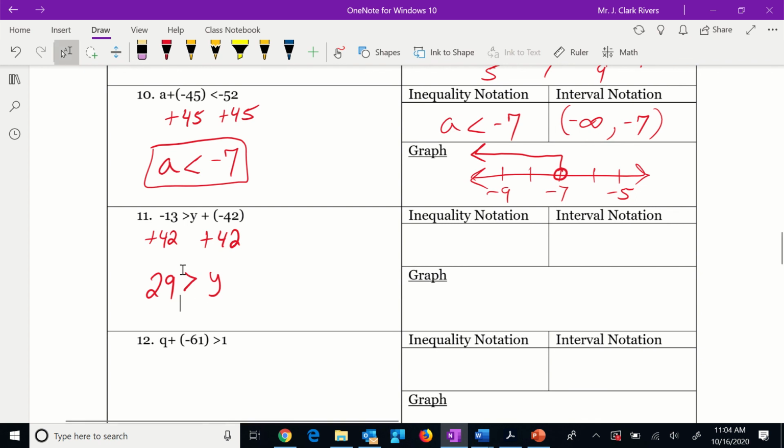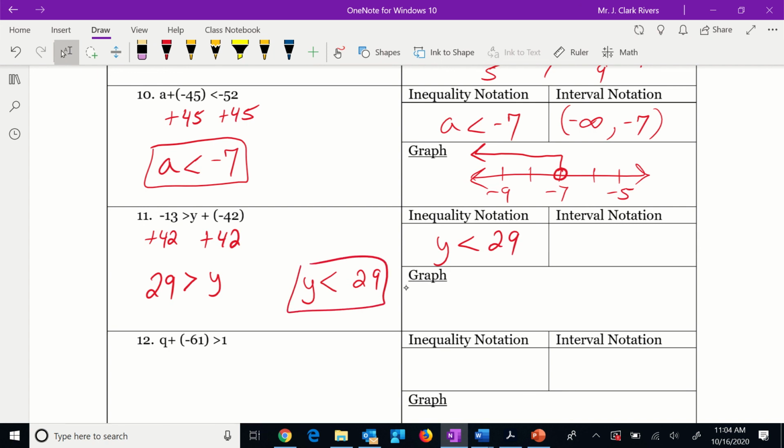All right, now another situation where our variable is on the right. We want to rewrite this so the variable is on the left. We can do that, but we have to swap the sign. So that's the same thing as y is less than 29. That's our inequality notation. Y is less than 29. Again, I would take either of these, but I want you to get in the habit of writing it so the variable is on the left.